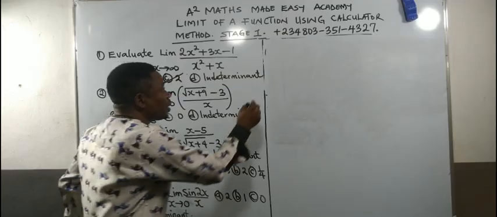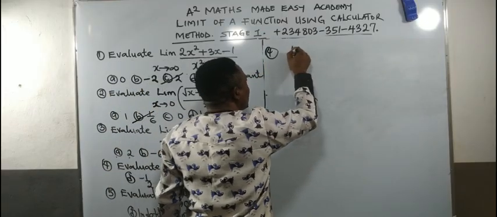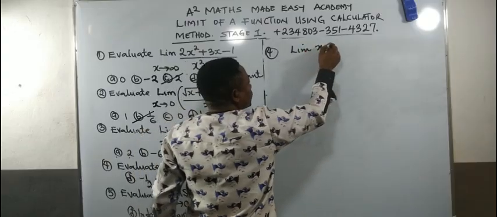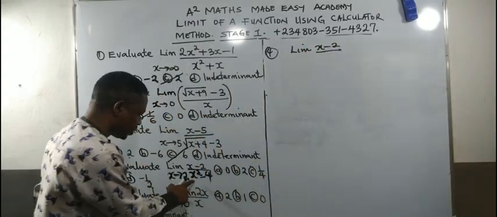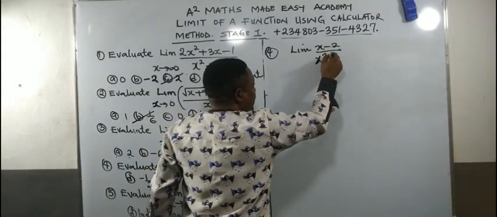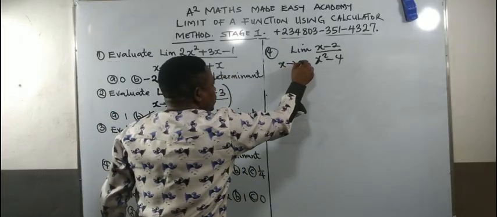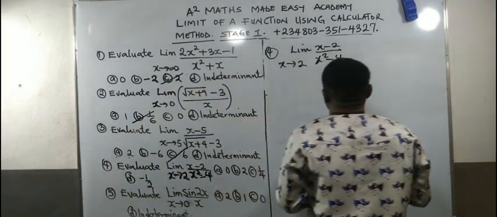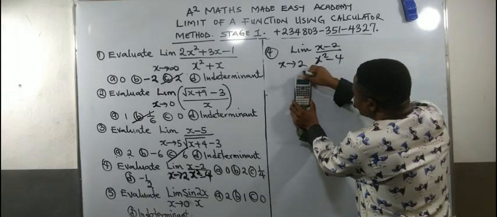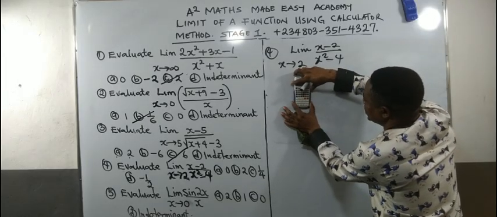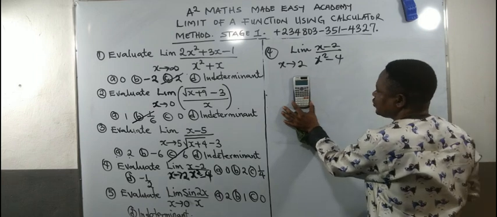Now watch. The question says number 4, we should evaluate the limit of x minus 2, then all over x squared minus 4, as x approaches 2. Now back to calculator. Observe something from here now. First of all, get started. You punch AC. I have done that.